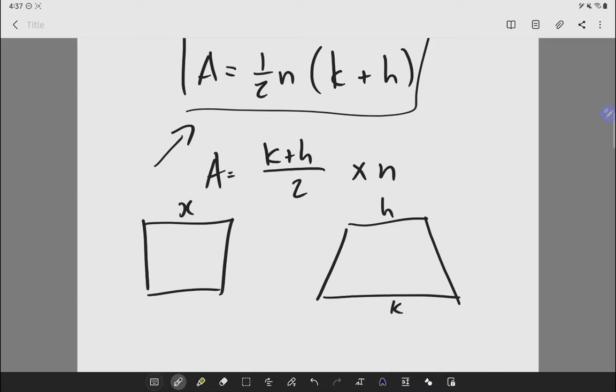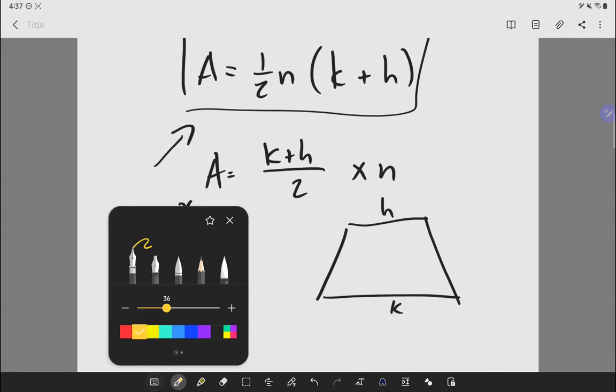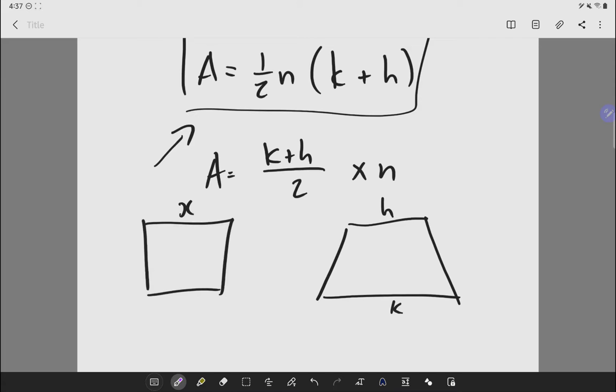So the average point, let's try another color, maybe purple. If I could average those two lengths out, that would be H plus K divided by 2. That would be the average, wouldn't it? That trapezoid has the same area as that purple rectangle, because that would be N, and this length here would be the average of H and K, which is why we have the H plus K over 2. So that's one way you can think about it if you like to think about that space.